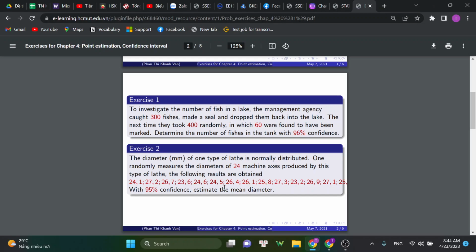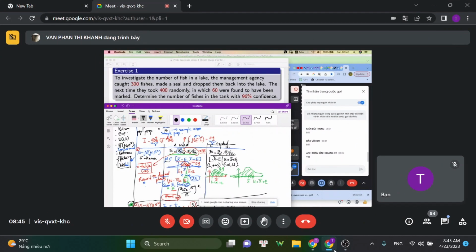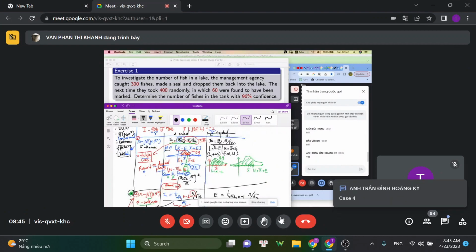Okay, have you finished number 1, exercise 1? Yes or no? Did you understand what it means? Guys, so which case do we have here? 1, 2, 3, 4? Guys, which case? 1, 2, 3, 4.